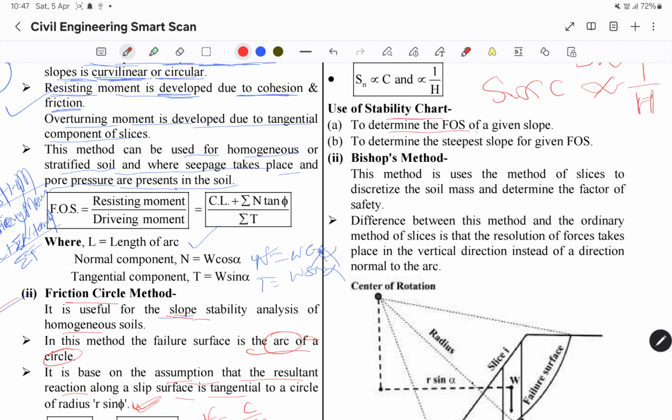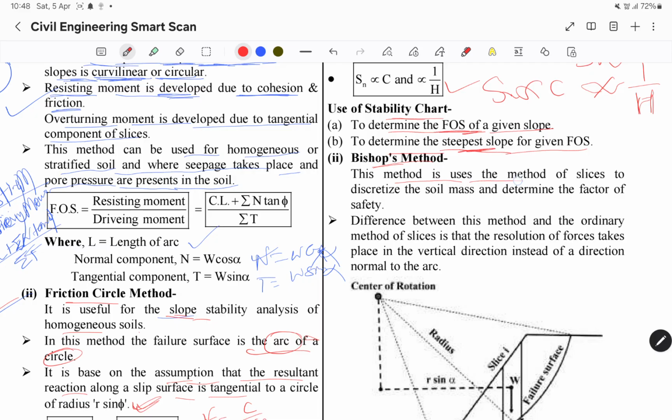Used with a stability chart to determine the factor of safety for a given slope, and to determine the steepest slope for a given factor of safety.